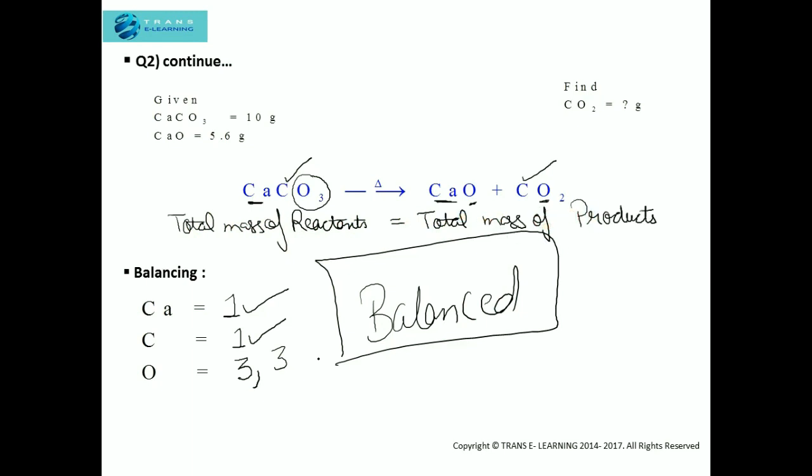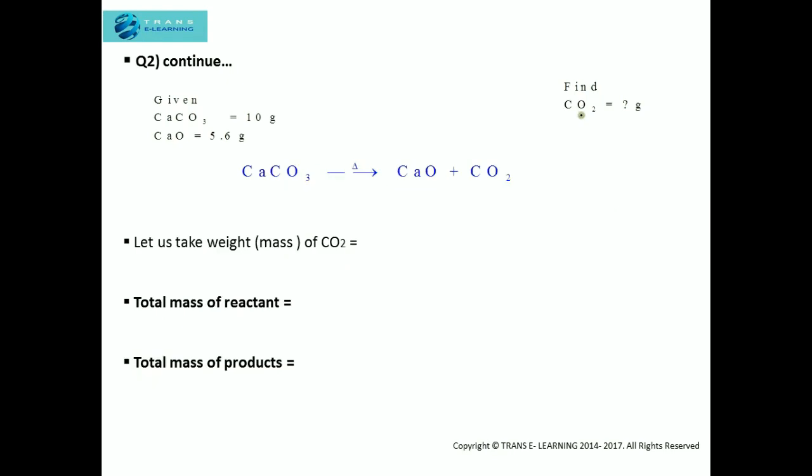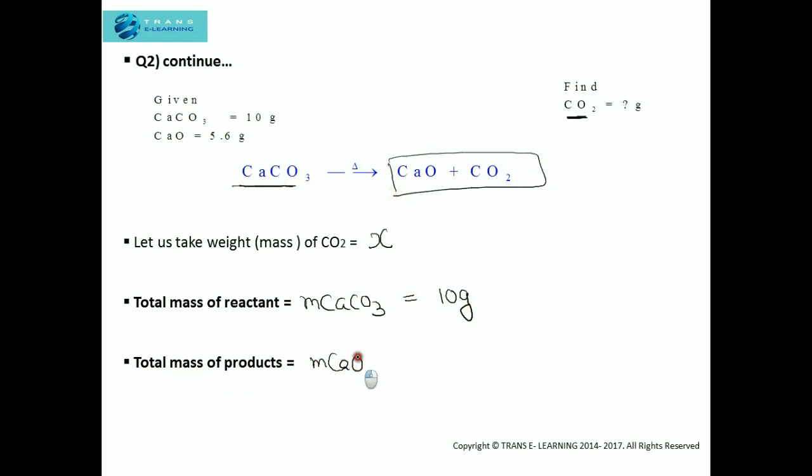Now let us find the total mass of the reactants. In this case, we just have one reactant and the total mass of products, so we can just substitute the values in this equation. I will take this missing value of carbon dioxide as X gram. The total mass of the reactants, in this case, is just the mass of calcium carbonate, which is 10 gram. And the total mass of the products will be the mass of calcium oxide plus the mass of carbon dioxide. So this will be 5.6 gram plus X.